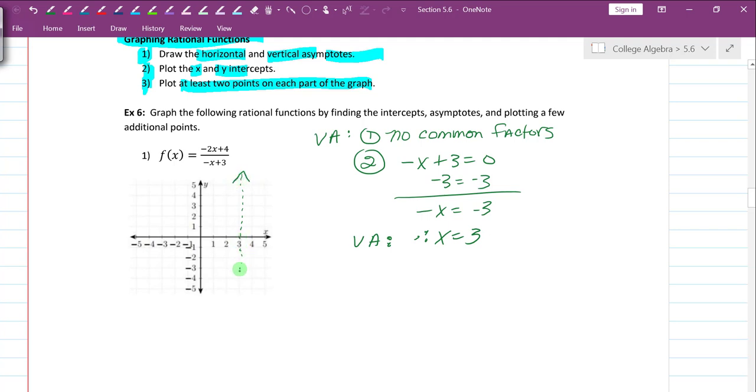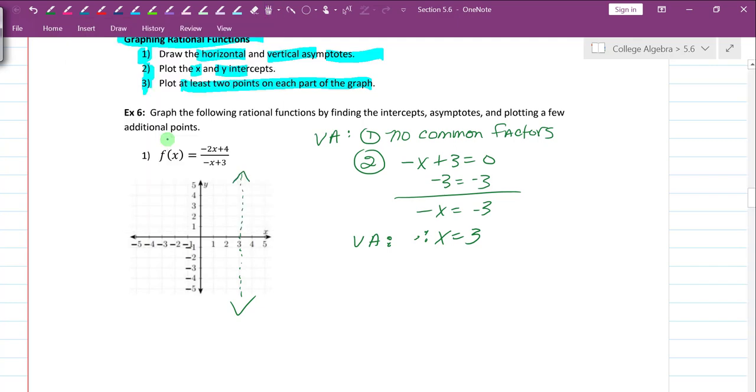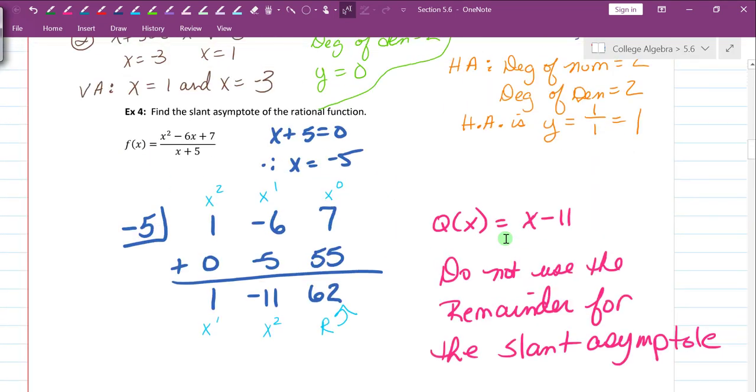for my asymptotes. Next one I'm going to do is my horizontal asymptote. So I need to know the degree of my numerator is equal to 1. The degree of my denominator is equal to 1. I have equal degrees, so you guys, you're going to have to memorize this. I forgot to talk to you about that.